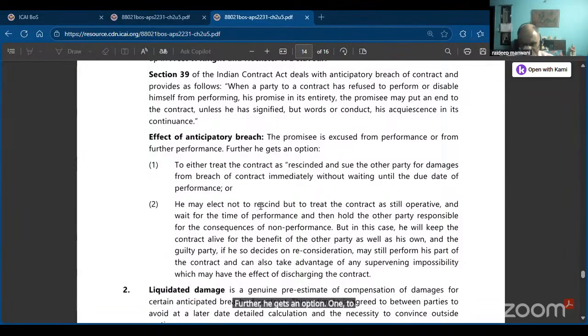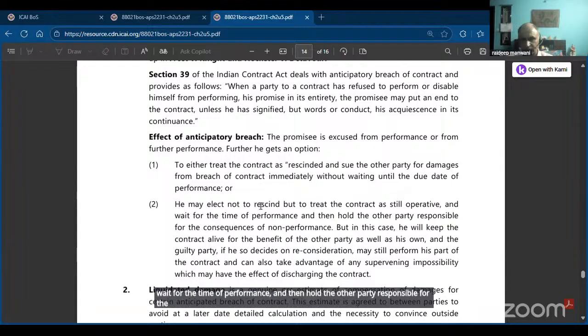One, to either treat the contract as rescinded and sue the other party for damages for breach of contract immediately, without waiting until the due date of the performance, or two, he may elect not to rescind the contract, but to treat the contract as still operative, wait for the time of performance, and then hold the other party responsible for the consequences of non-performance. But in this case, he will keep the contract alive for the benefit of the other party as well as his own. And the guilty party, if he so decides on reconsideration, may still perform his part of the contract and can also take advantage of any supervening impossibility which may have the effect of discharging the contract.